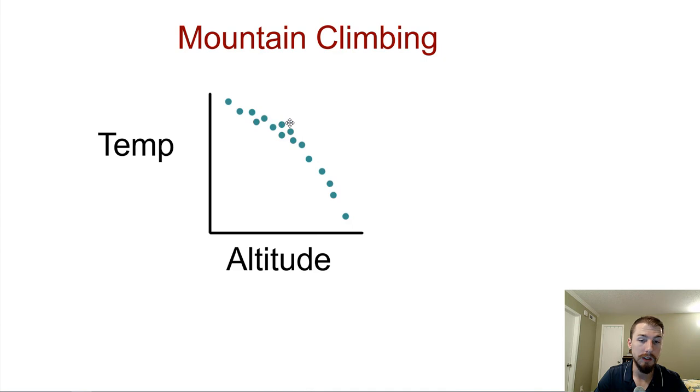Notice there is still some variation because there's going to be variation as the temperature changes naturally. Even if you stayed at one elevation, the temperature is going to change throughout the day. So whatever's going on, clouds, no clouds, wind, some stuff like that. So there's going to be variation, but it is going to be a pretty strong association.